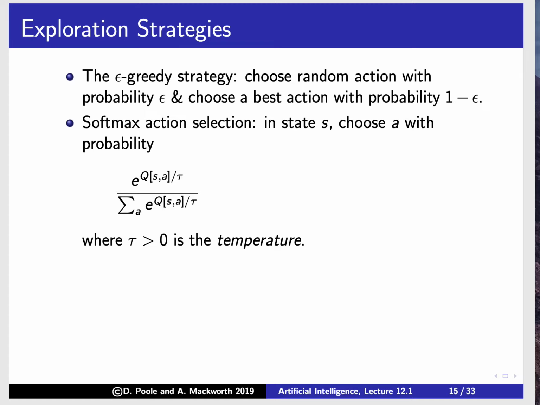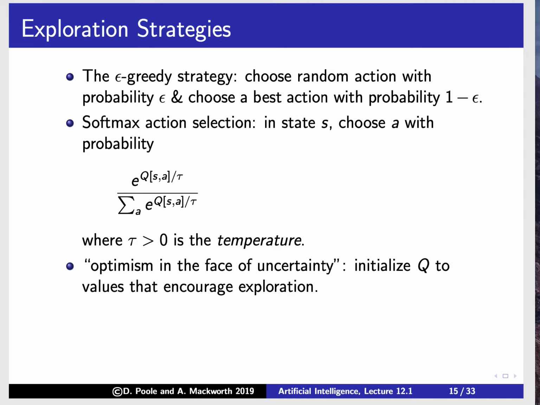When the temperature is very low, it's going to select the best action all the time. And in between that, it's going to prefer more likely actions and less likely actions. Another one we'll look at is optimism in the face of uncertainty.